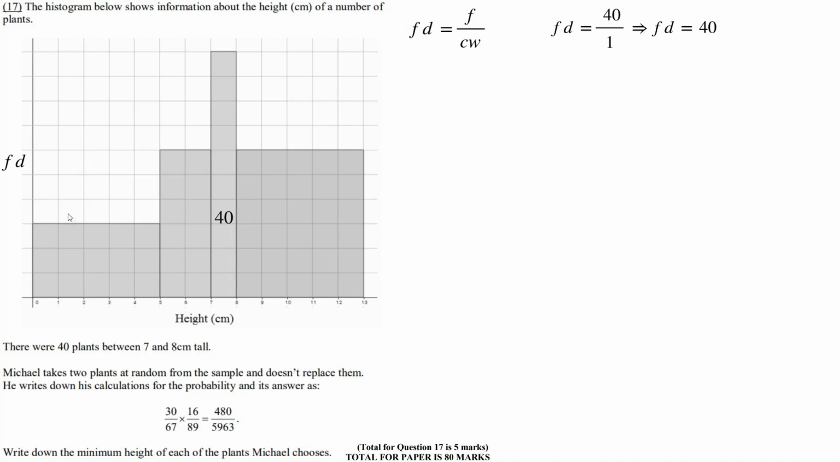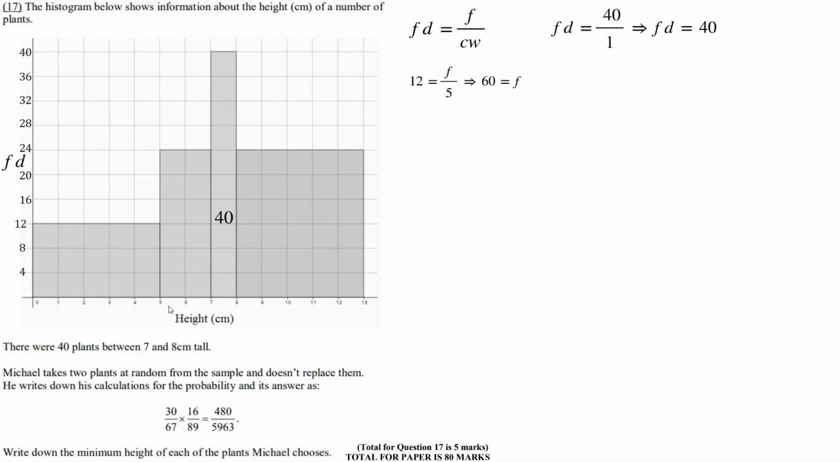And now, because there are 10 squares, and we need to share 40 between them, that's 40 divided by 10, so each square is worth 4. Okay, so just add that scale. Then we can use that to work out all of the other frequencies. So for this one, we're going 5 across the bottom, and the frequency density is 12, so 12 times 5, which is 60.